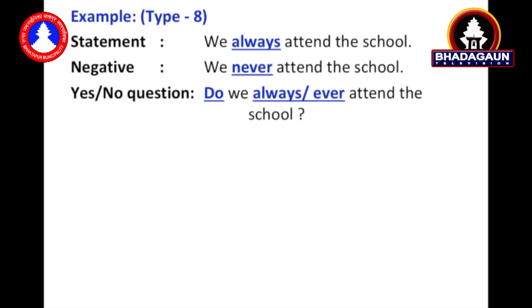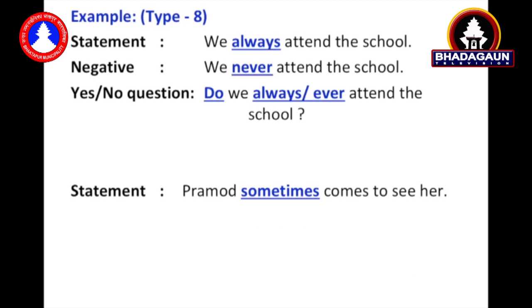And here to make a yes-no question we use the do verb again. Attend is V1, so do is used here. And do we always or ever attend the school? Always is changed into never in the negative, and always can be changed into ever in the question. Or if we don't change always into ever, and leave always in the question, that's also correct.